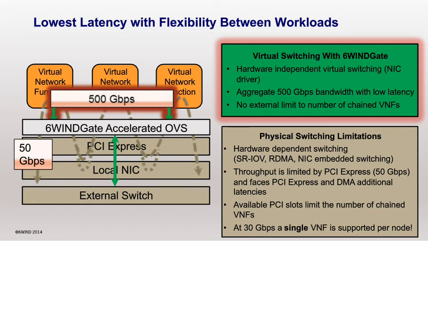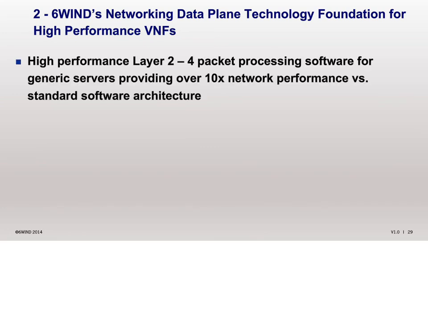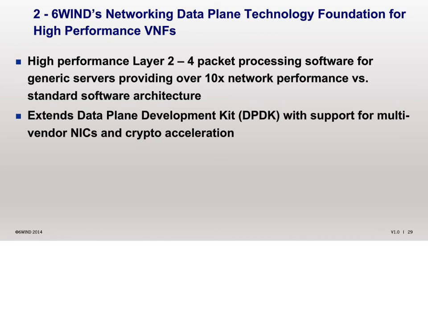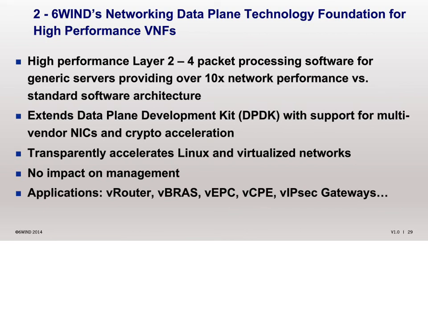And now, if you remember well, this can be combined with 6WINDGate in the virtual machine, where 6WINDGate brings high performance layer 2 to layer 4 packet processing software, so that you get over 10 times Linux performance. It extends the DPDK with support for multi-vendor NICs and crypto acceleration. It is transparent to Linux and to its management, and it can be used as such to build virtual network functions such as vRouter, vBRAS, vEPC, vCPE, or vIPsec gateways.